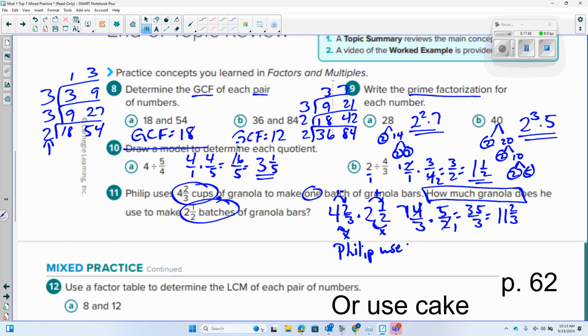11 2/3 cups of granola. You have a full sentence answer anytime you see a word problem. Questions on page 1? Okay. Again, guys, the video will be up tonight. I'll make sure we post it.